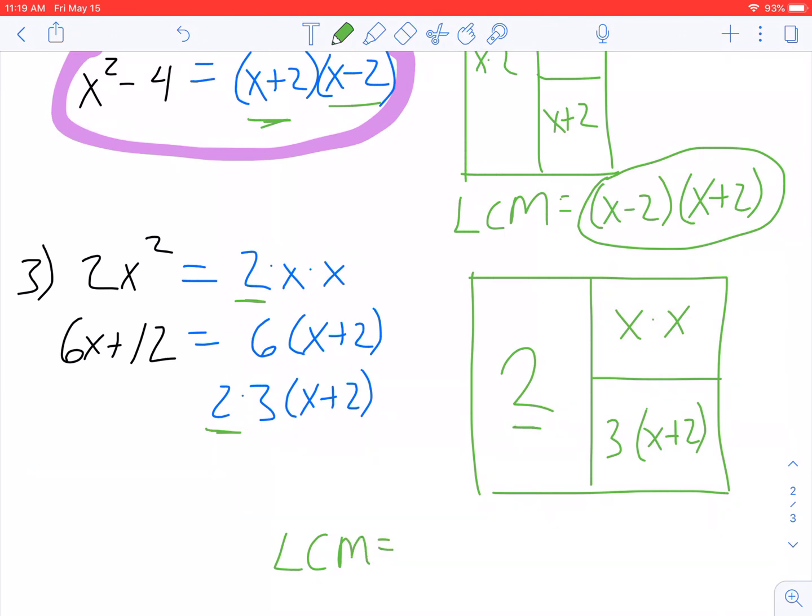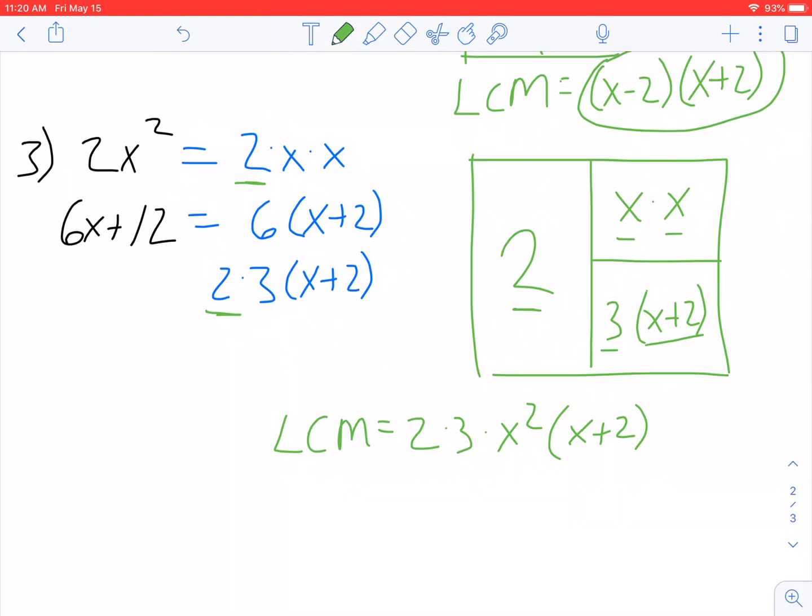It's going to be the 2 times 3 times x squared times x plus 2, which I'm just going to go ahead and simplify a little bit further to result in 6x squared times x plus 2.